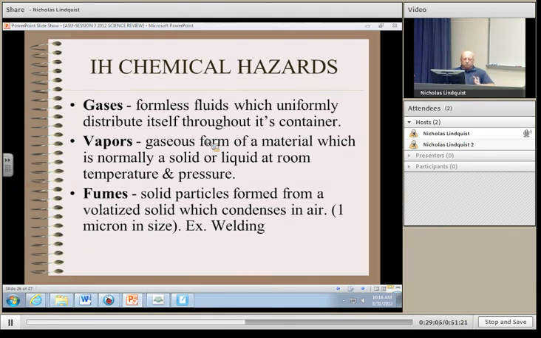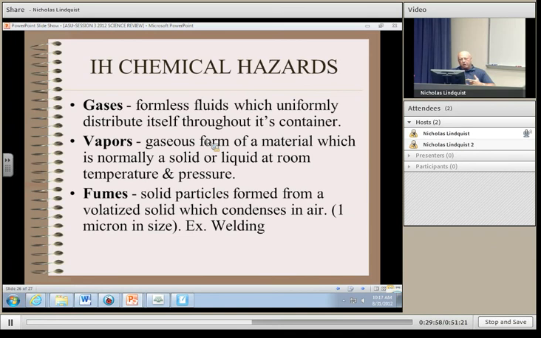Other chemical hazards from the industrial hygiene perspective are dusts. Dusts are solid particles created by some mechanical action such as grinding, crushing, pulverizing, etc. Most key to us in the industrial hygiene profession is the size of particles that can get into the body. We refer to those size particles as respirable size. So if we say it's a respirable dust, it means it's 10 microns or less in size. Respirable means it can get into the body, into the bronchial passageways, and potentially into the alveoli.